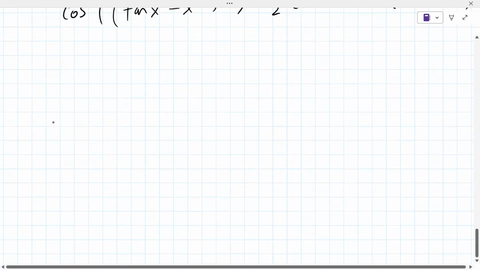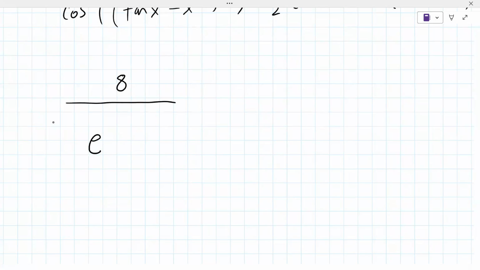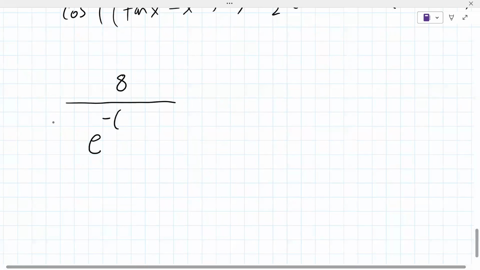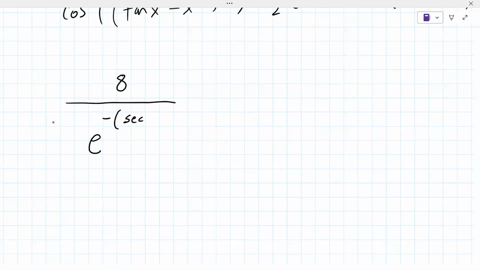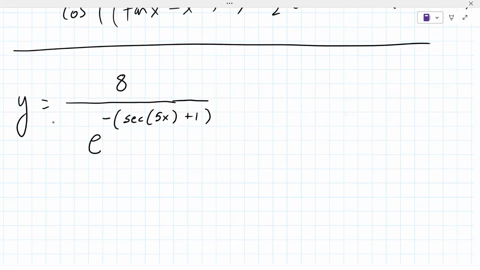Let's say it's 8 divided by e to the minus secant 5x plus 1. Oh God. Okay.